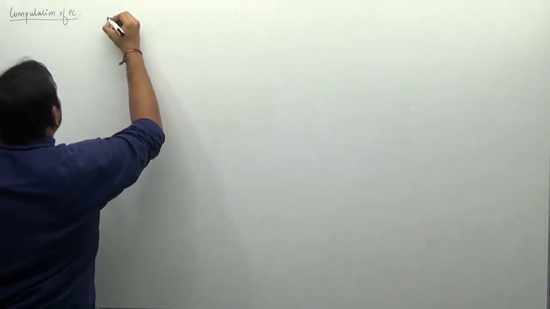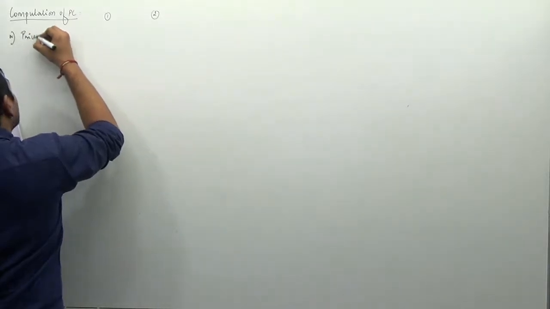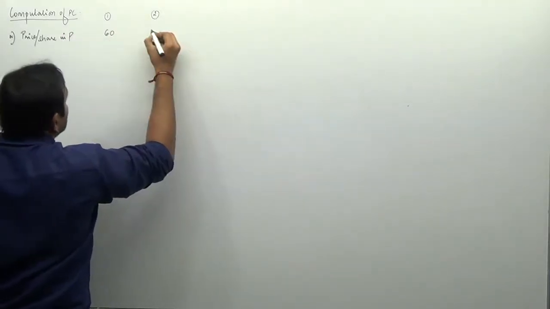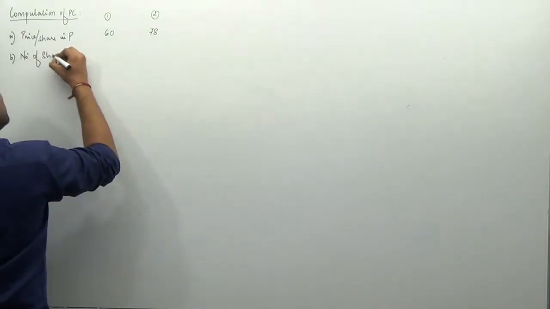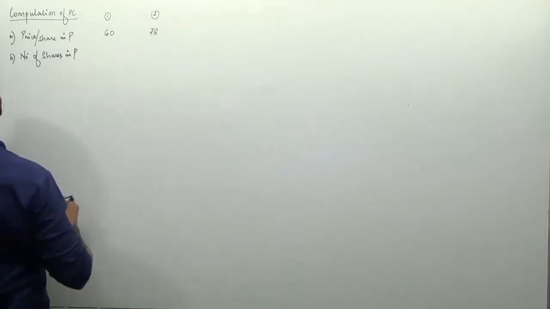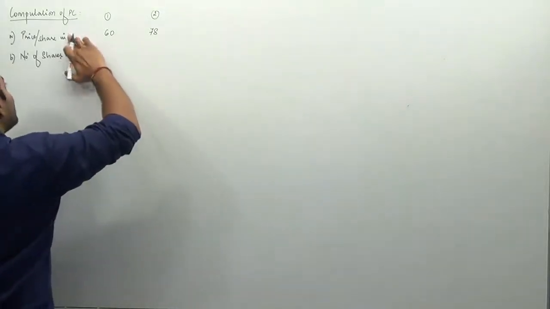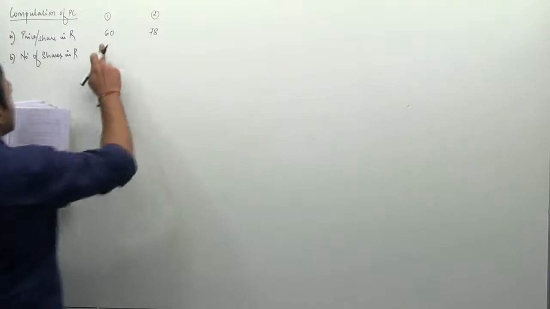I have two situations, situation number one and situation number two. In the first situation, he is offering 60 rupees per share and second situation 78 rupees per share. Price per share in P, 60 in first case, 78 in second case. What are the number of shares in P? P offers to pay 60 rupees per share to the shareholders of R and 78 rupees per share to the shareholders of R. So this is price per share in R.